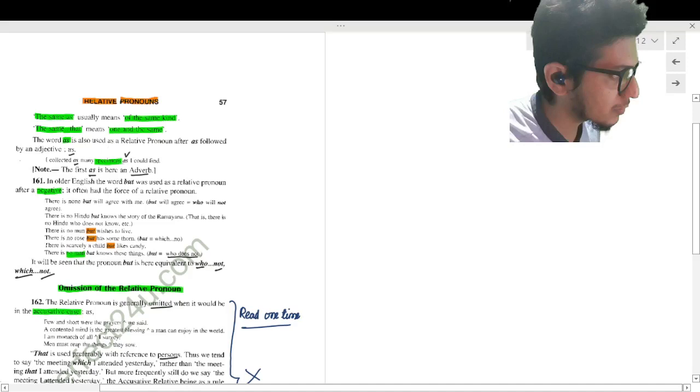In older English, the word but was used as a relative pronoun after a negative. It often had the force of a relative pronoun. There is none but will agree with me. There is no man but knows these things. There is no man but wishes to live. There is scarcely a child but likes candy.